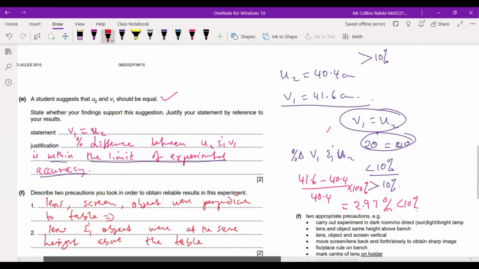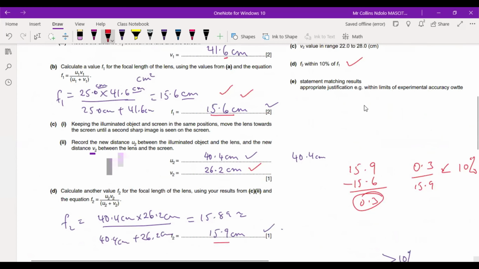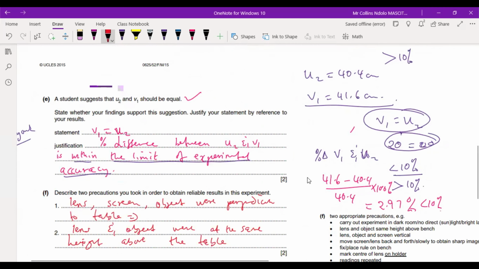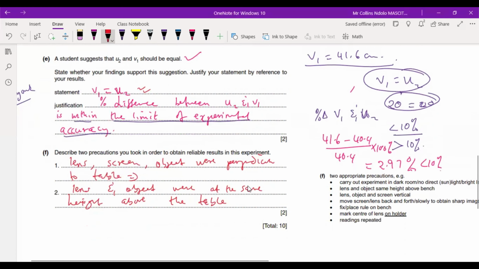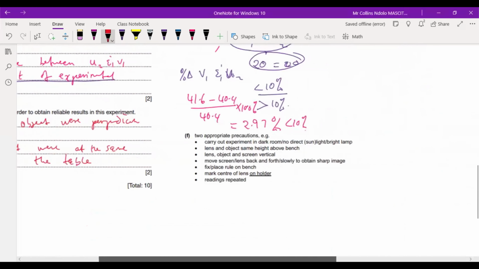So let's see our conclusion. We are being advised that according to their guide, the statement matching the results needs appropriate justification within the limit of experimental accuracy. I think that is something that we did. For that part, there is nothing exact, so the statement will depend on your results. Then for part F, there are more points here you can see.